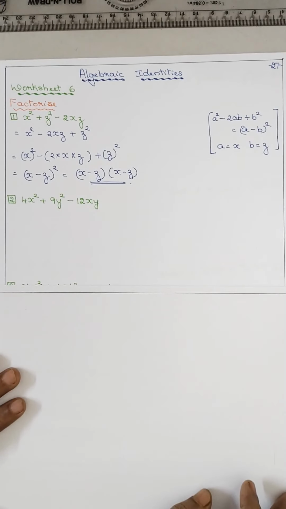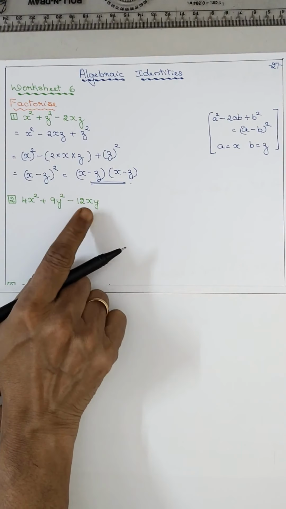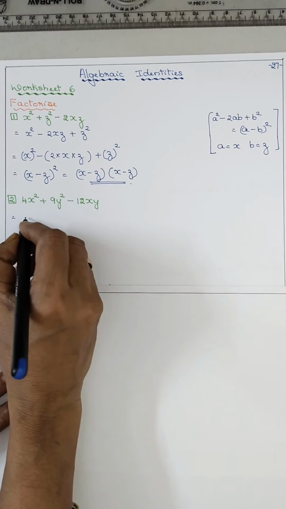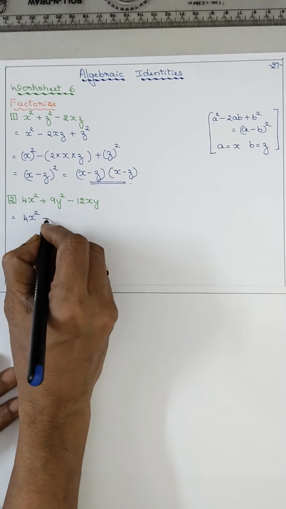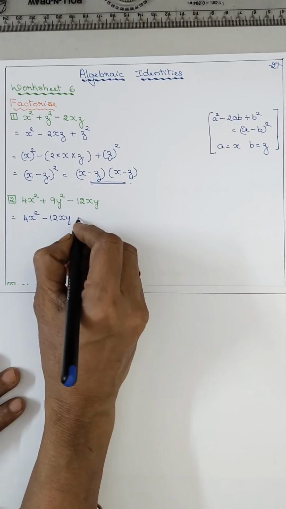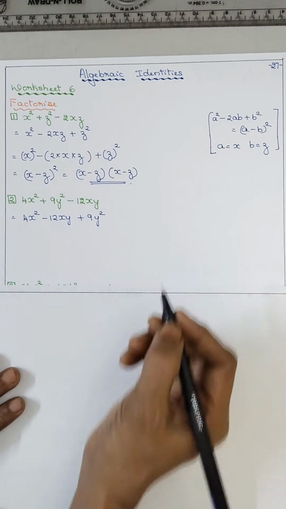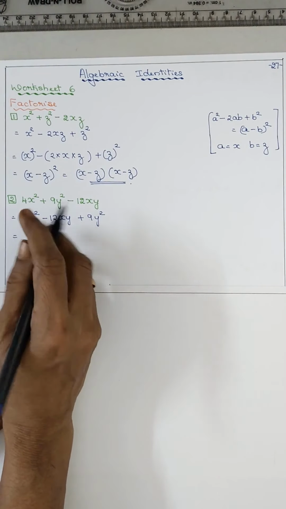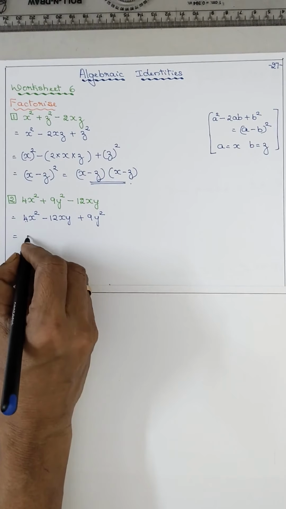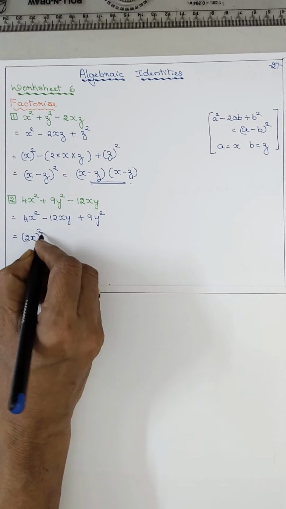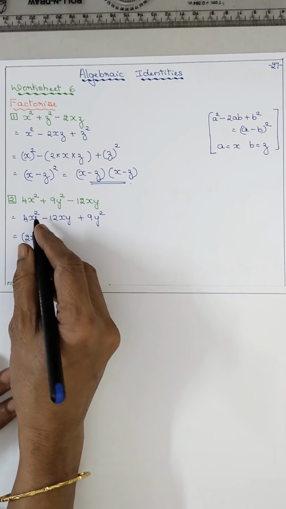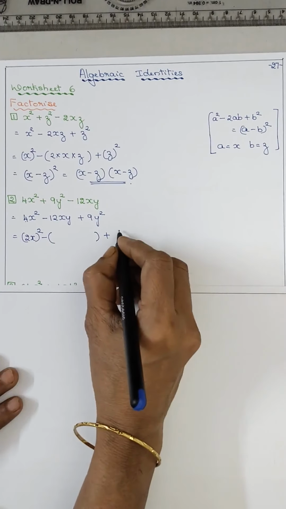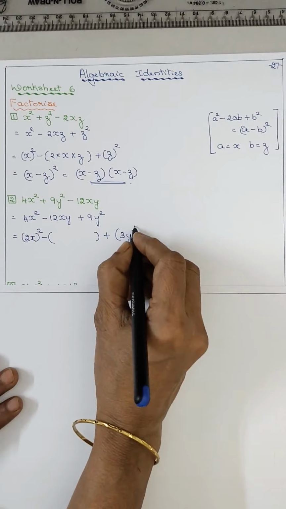Now coming to sum 2. Question number 2. Here again square, square and then xy. So rearrange. It is 4x squared minus 12xy plus 9y squared. But now again it is not in the whole square form. So this can be written as 2x the whole square, 2 squared is 4, x squared, minus 3 squared is 9, y the whole square.